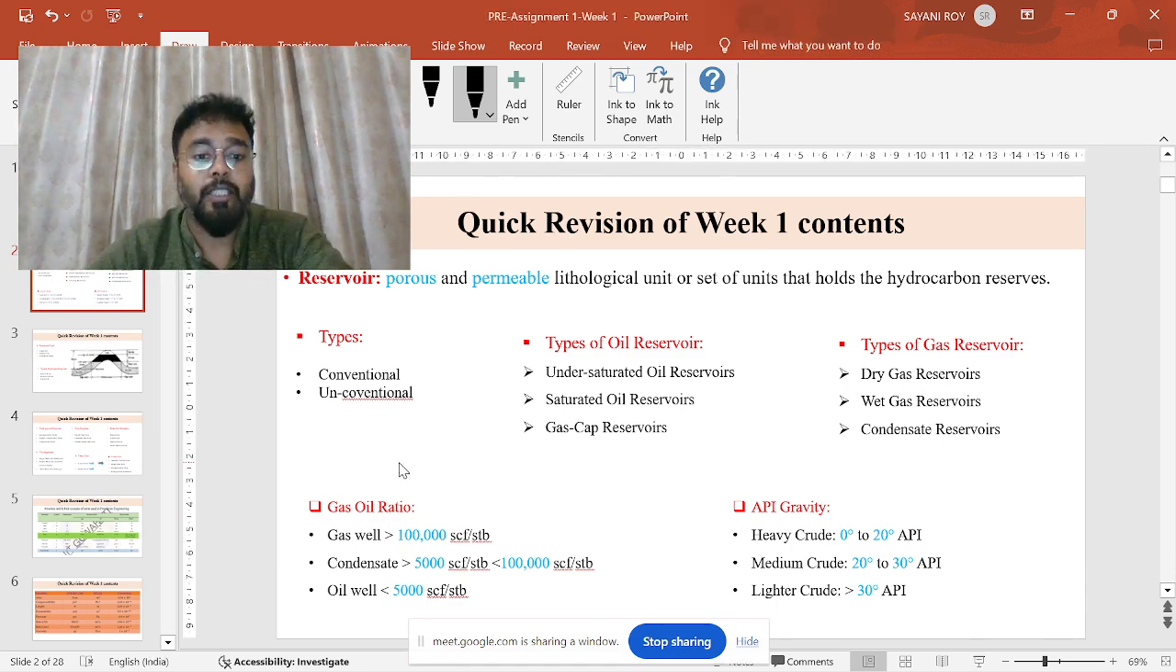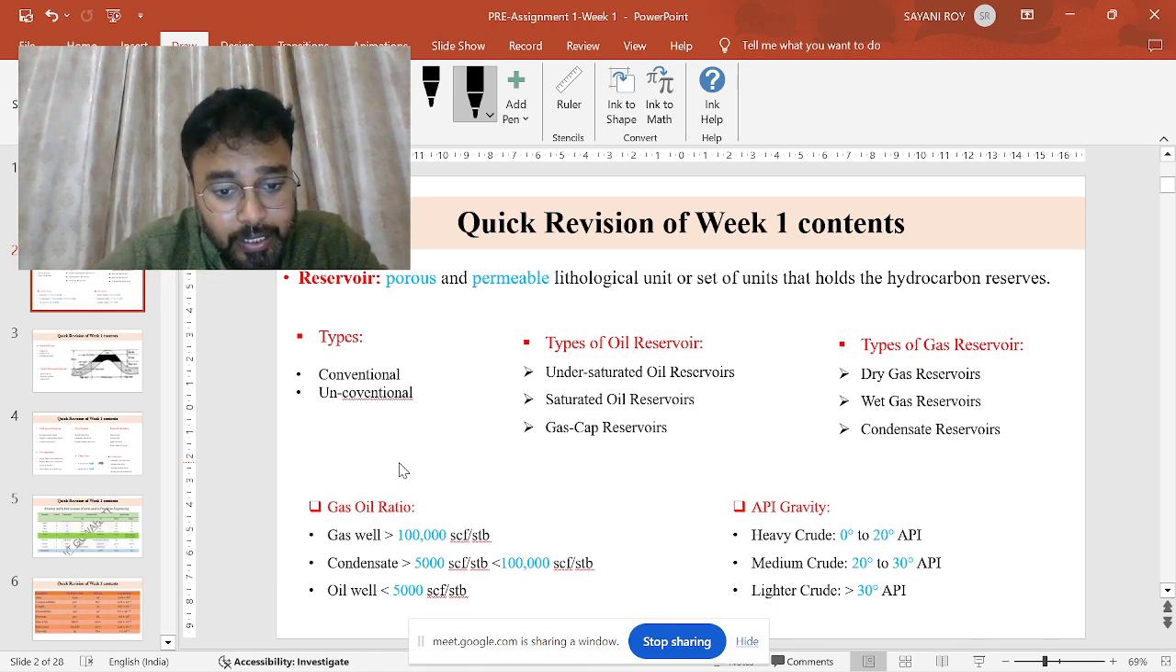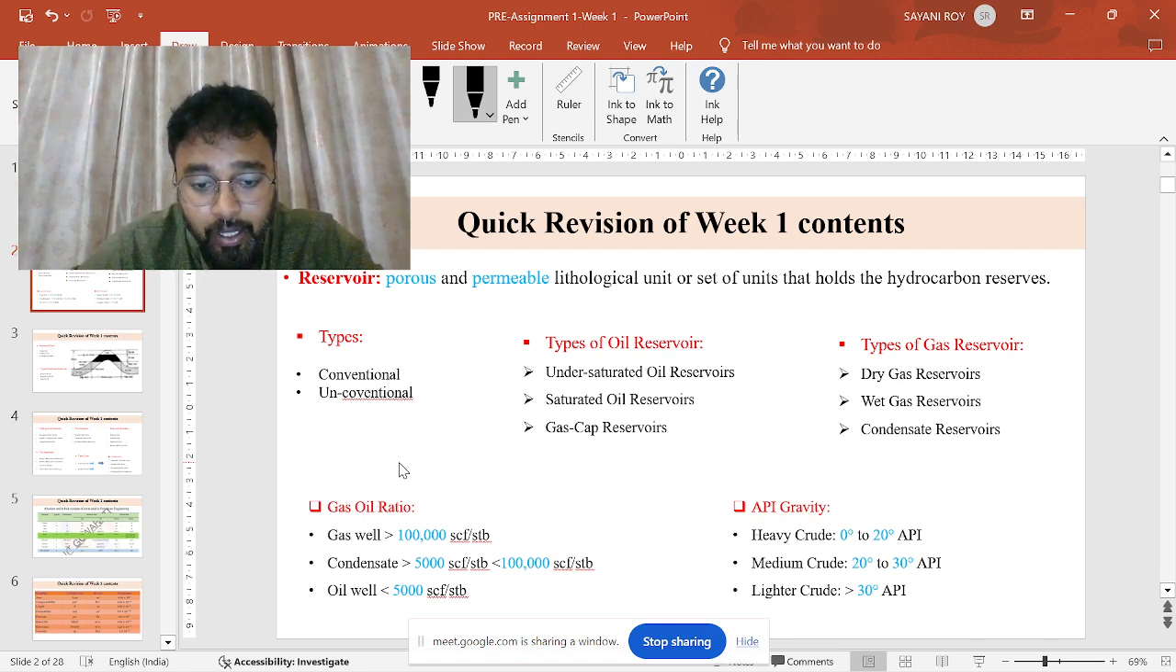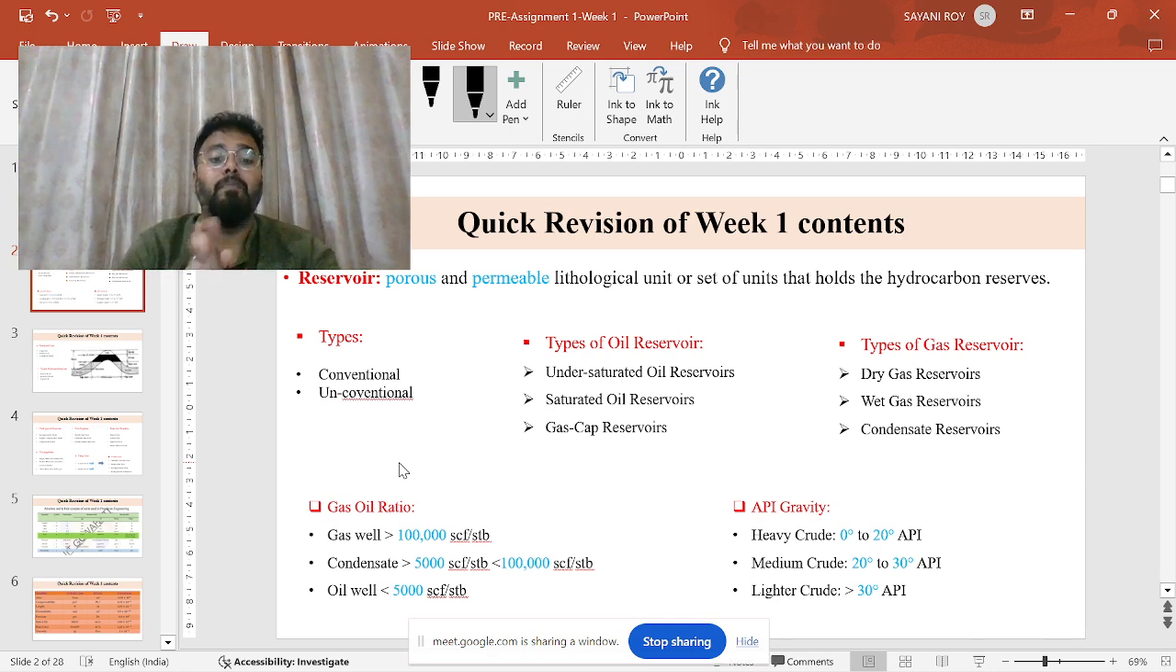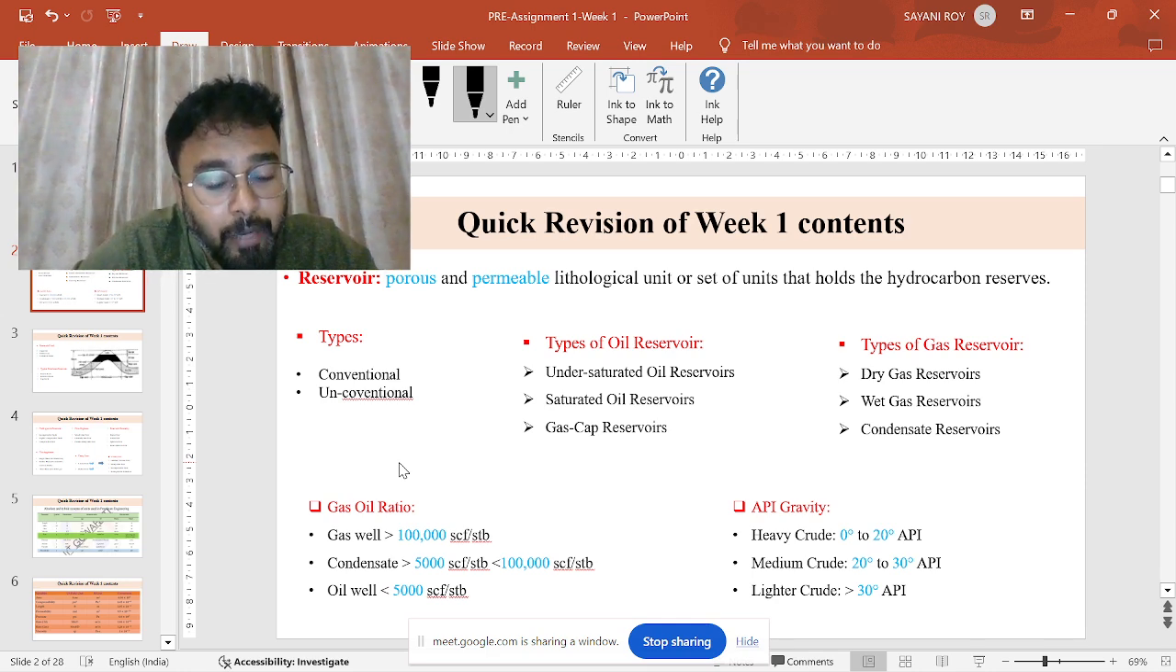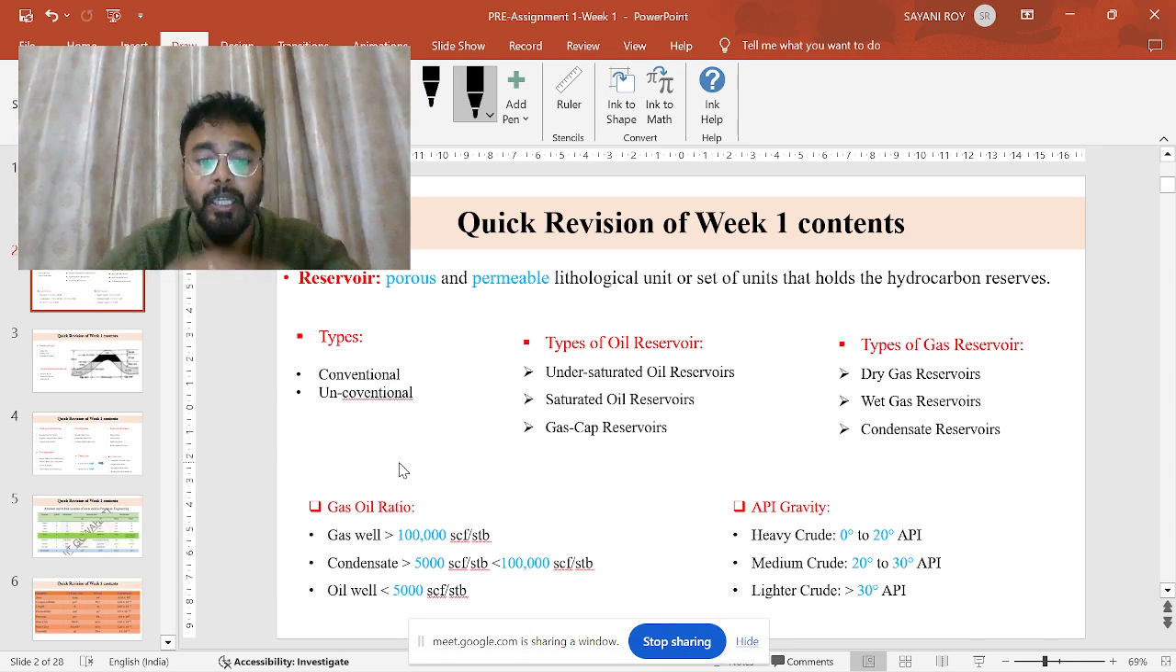Then the next term that I was explaining was gas oil ratio. Gas oil ratio is the amount of gas present per stock tank barrel of oil, it can be called standard barrel or stock tank barrel of oil. Stock tank barrel is the unit that we use at the surface condition, and at reservoir condition we use the unit reservoir barrel, RB. It means at high pressure and temperature we use the volume as RB, and at surface condition, when the pressure and temperature are normal, we use STB, stock tank barrel or standard barrel.